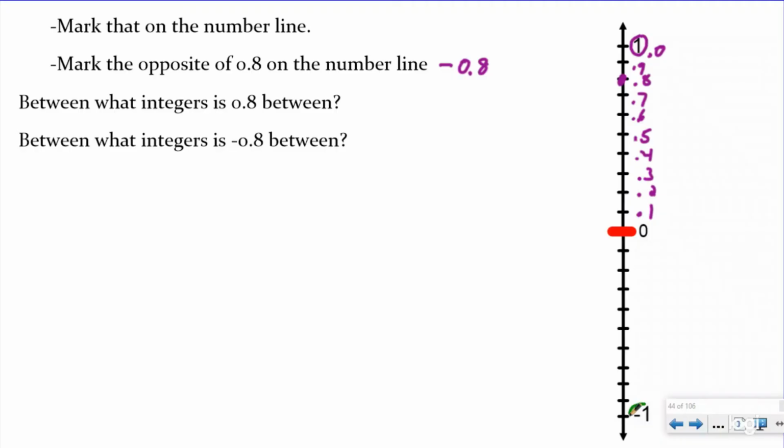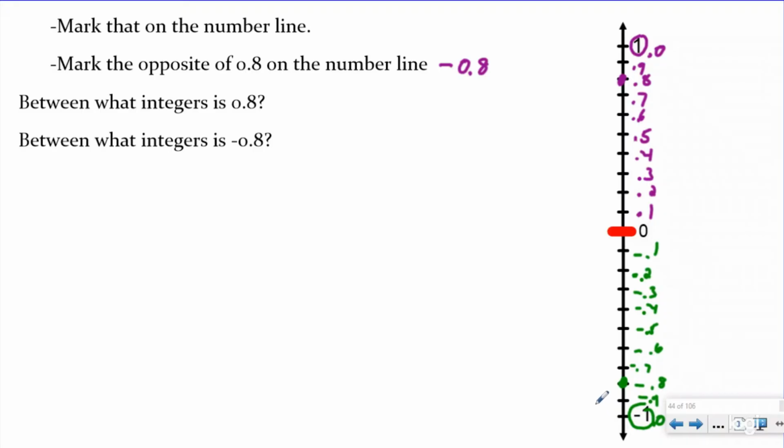So again, here's my one whole right here, and it's split into 10 equal groups again, so each one is going to be a tenth. So here I have 0. I'd have -1/10 here, -2/10. Oops, it's supposed to be a negative sign right there. -3/10, -4/10, -5/10, -6/10, -7/10, -8/10, -9/10, and then 10/10 would be -1 whole. So if I want to graph -8/10, I'd count down 8/10 and mark it on my number line. So that was the second part.